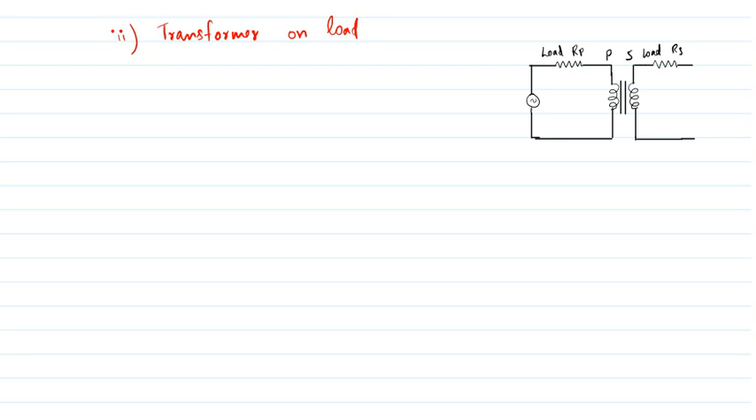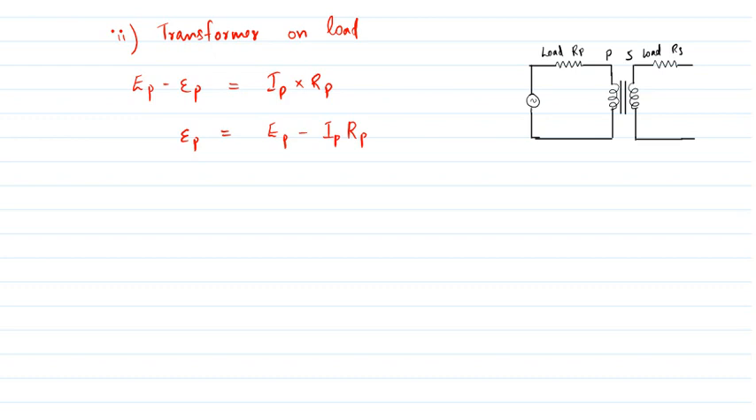So we can write the back EMF equation in the primary coil like this: EP minus epsilon P, which is equal to the potential drop in the resistance, that will be IP into RP. So the back EMF equation for the primary will be EP minus IP RP. So this is the equation.